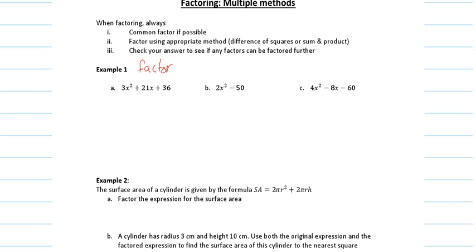3. Can each term be divided by 3? Can you divide 21 by 3? Yes. Can you divide 36 by 3? Can you divide 3 by 3? Yes. Do I have any common letter? Does each one of them have the same letter? No. So it's only 3. My common number is 3. So I'm going to take it out, and I'm going to divide each term by my common factor.